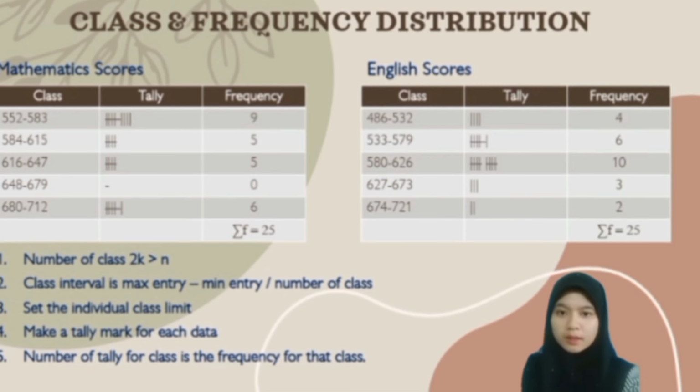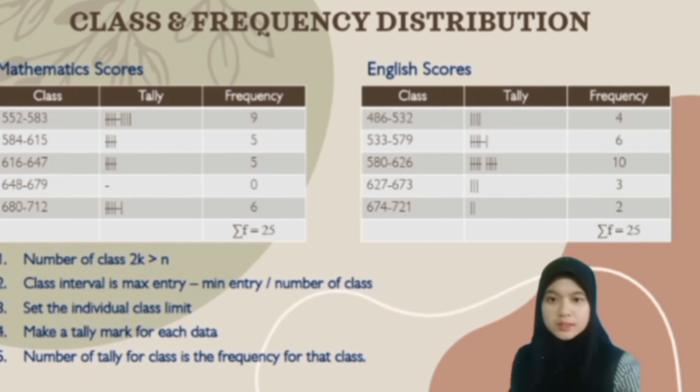Step 3. Set the individual class limit. Step 4. Make a tally mark for each data. Step 5. The number of tally marks for a class is the frequency for that class. So here, as you can see, we got 5 classes, tally and frequency. We make a tally to make sure the answer of frequency is correct.